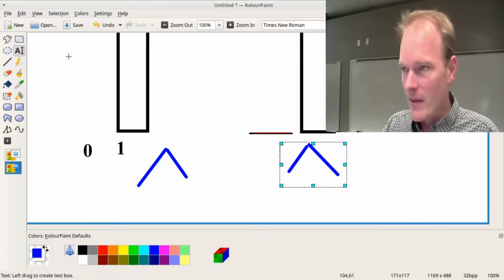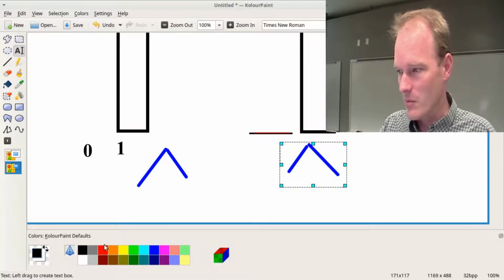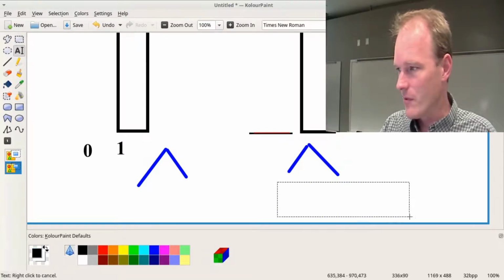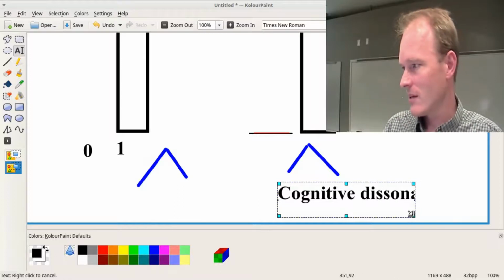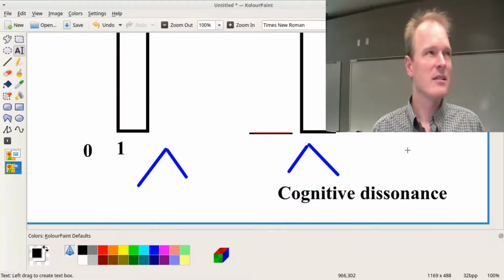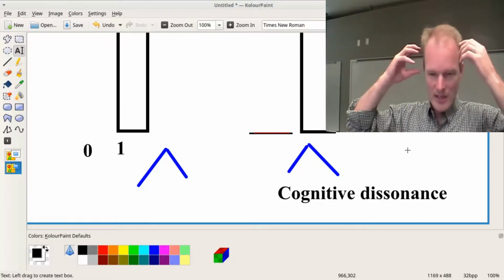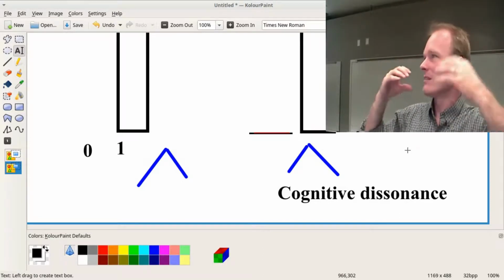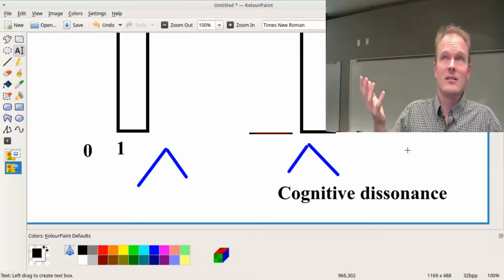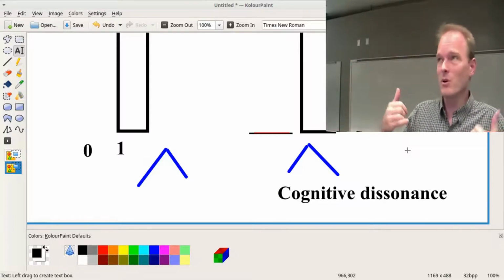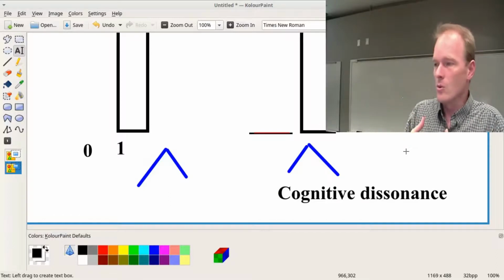Okay? There is something that bothers people. There's something called cognitive dissonance. Have you ever heard of that? Cognitive dissonance occurs when you have two beliefs in your head that can't be resolved against each other, such as vaccines cause autism and vaccines don't cause autism. Can those hypotheses both be true at the same time? No.